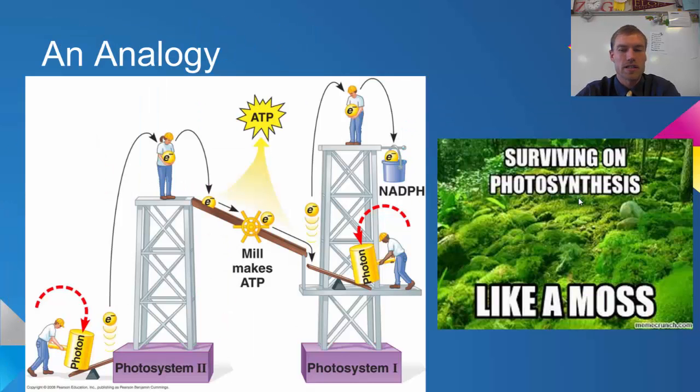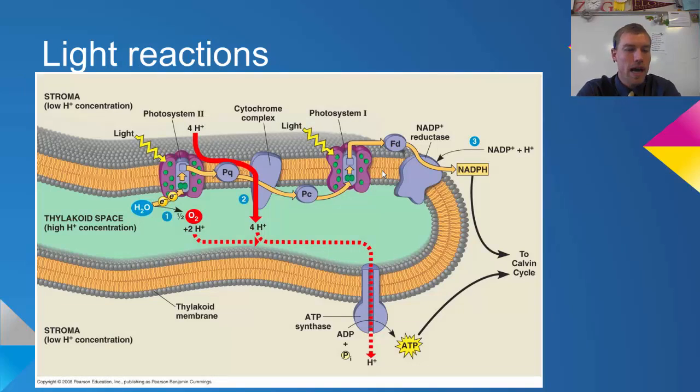So just to look at this with a bit of an analogy, we've got a photon that is boosting up an electron using photosystem 2. That electron then goes down this mill, and it produces ATP. The electron is then boosted up again by another photon, and that is then used to produce NADPH. The light reactions, again, remember, take place in the thylakoid space. Inside that thylakoid space, we are building up a concentration of hydrogen. That concentration of hydrogen is used to help drive ATP synthase to produce ATP.